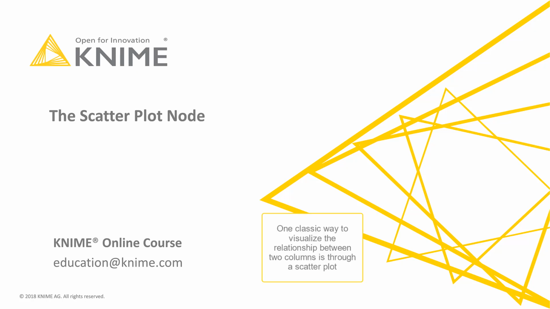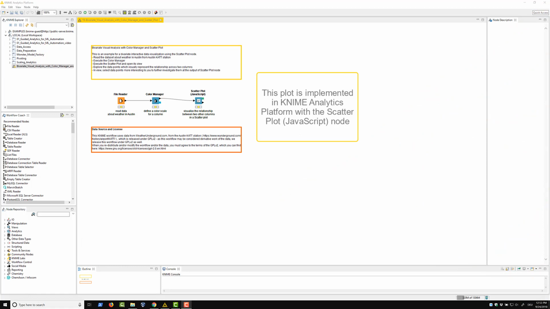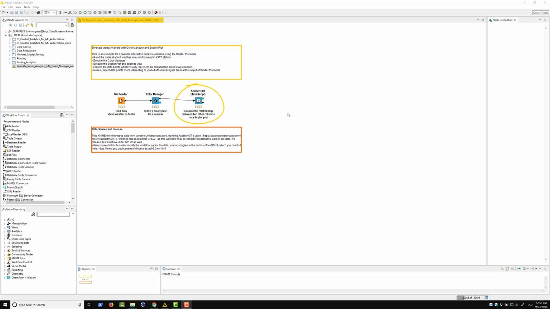One classic way to visualize the relationship between two columns is through a scatter plot. A scatter plot represents input data rows as points in a two-dimensional chart. This plot is implemented in KNIME Analytics Platform with the Scatter Plot JavaScript node.